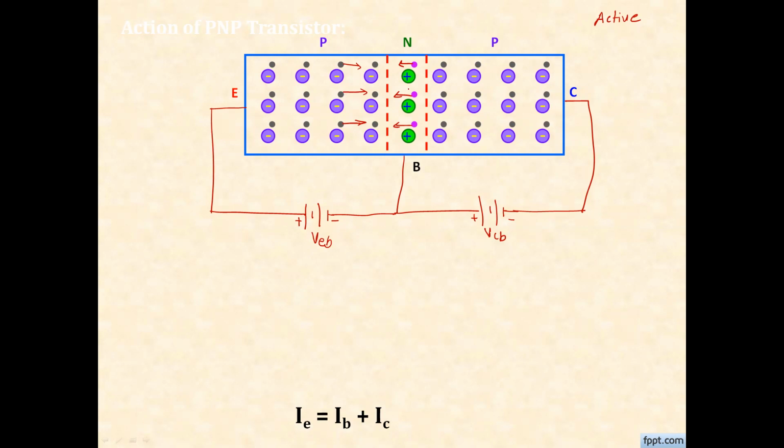So once the holes enter into the N region, they act as minority charge carriers, and very few electrons will combine with the holes, and they can be attracted towards that negative terminal. Get my point? So a very small amount of base current will flow through it. Is it right? And now the large number of free holes present in that N region act as minority charge carriers.